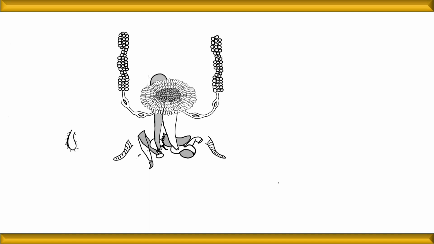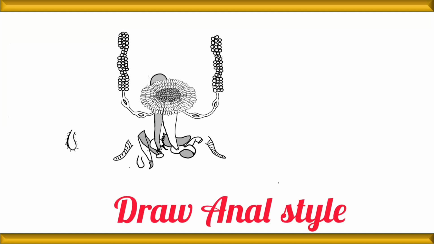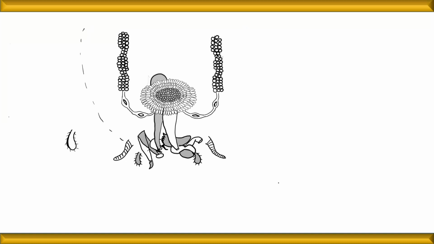The last one of course is the caudal style. The caudal style is a specific apparatus which is found only in the male cockroach. So draw it like a small comma and of course show the small amount of fimbriae on it.